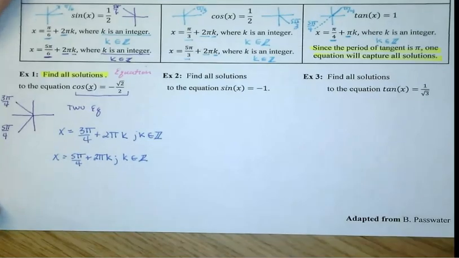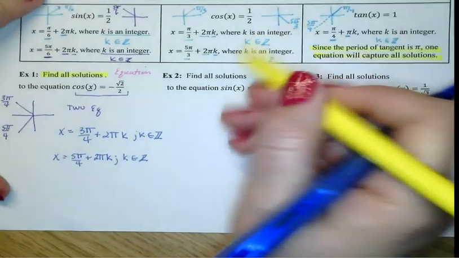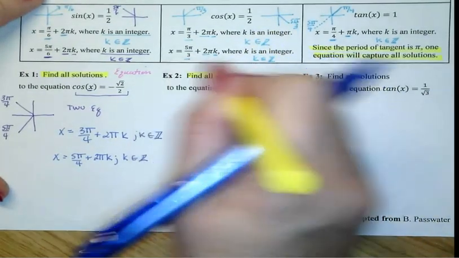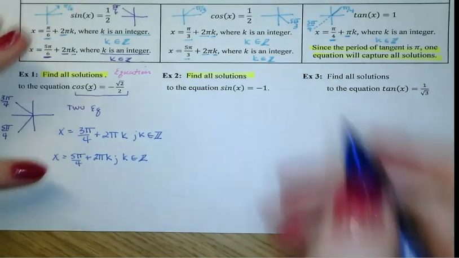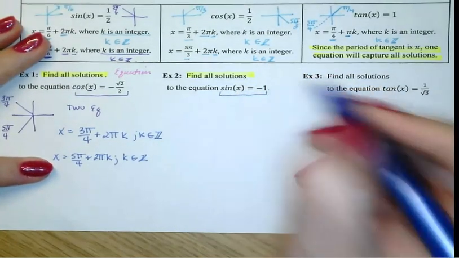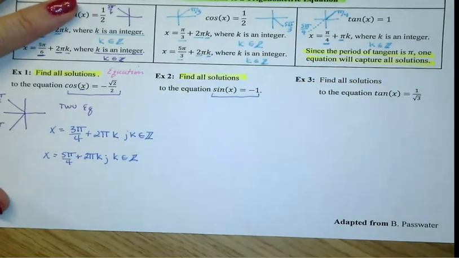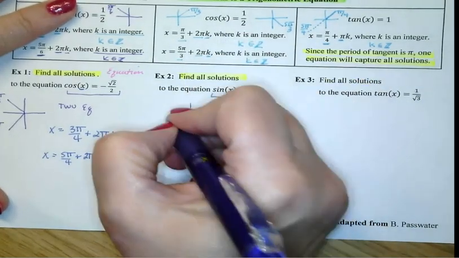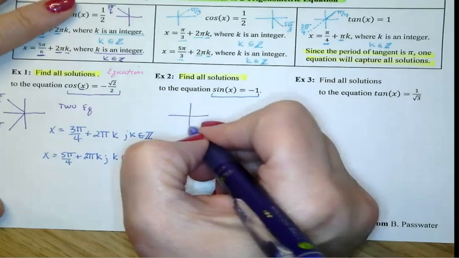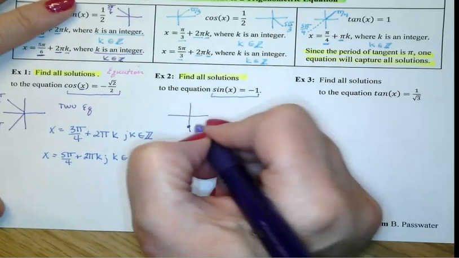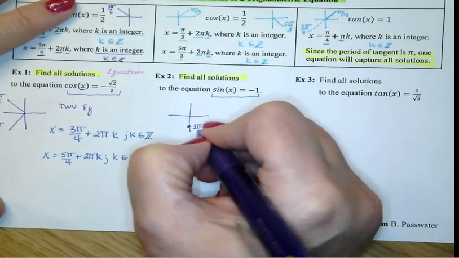Okay, so let's look at the next one. So in example 2, you can see it says find all solutions. The equation that we're talking about is right here, where sine of x equals negative 1. So we're going to draw our picture, rough sketch quickly. Where would sine be negative 1? It's going to be right down here on this axis, which is 3 pi over 2.